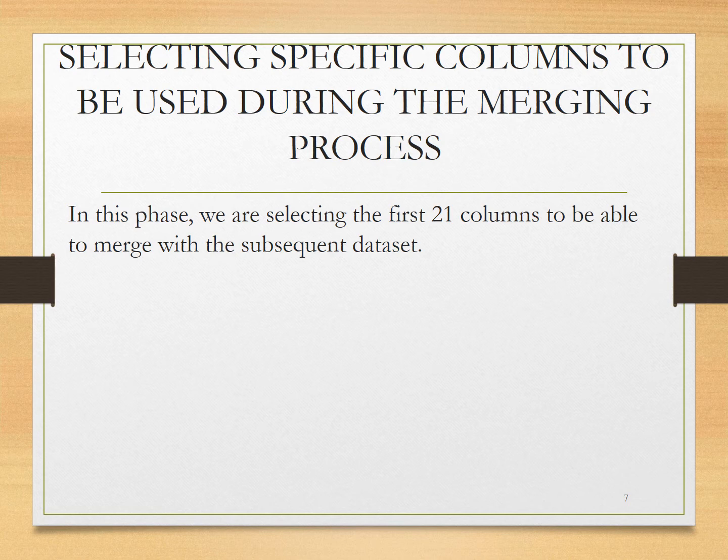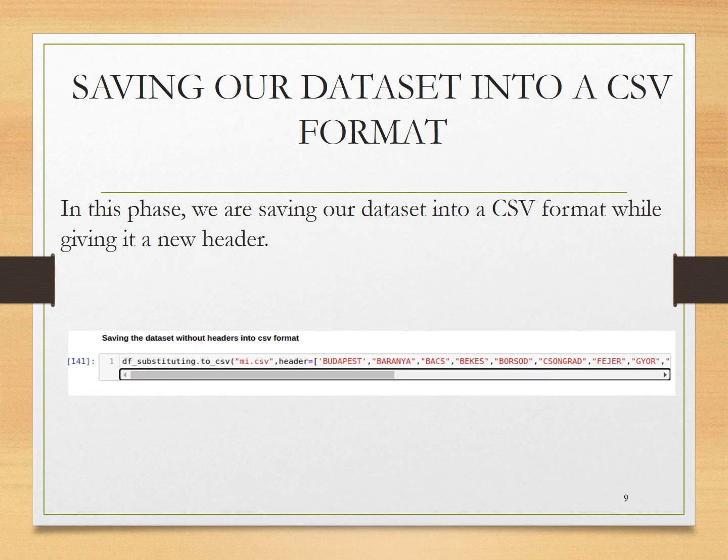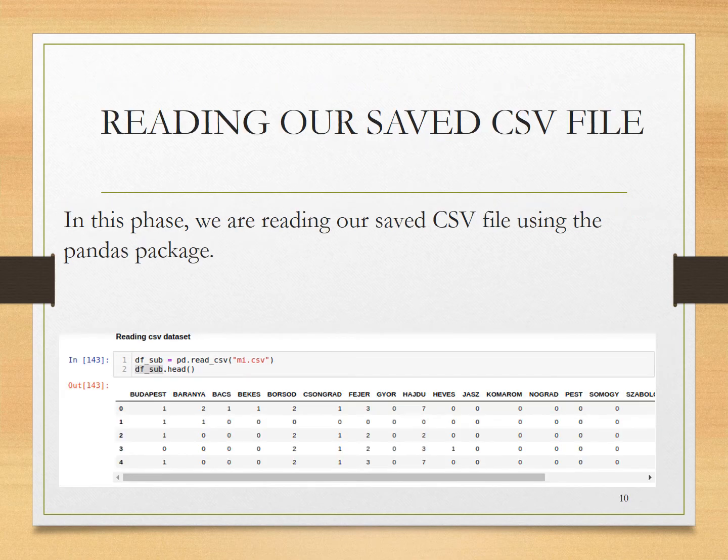In this phase, we are selecting the first 21 columns to be able to merge with the subsequent dataset. Then in this phase, we are cleaning the data, that is, we are replacing the non-numeric characters with new characters and saving our dataset into a CSV format. In this, we are saving the formatted data into a CSV file with a new name and reading our saved CSV files.